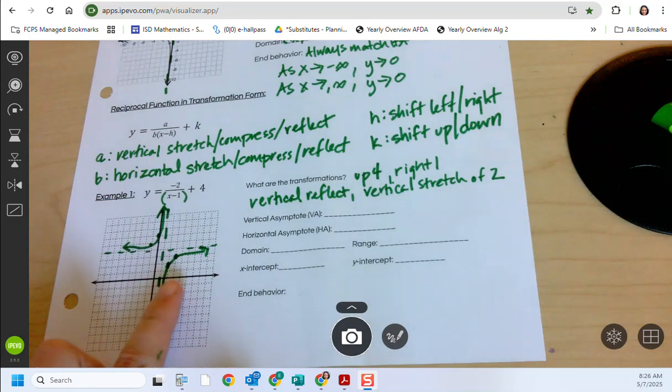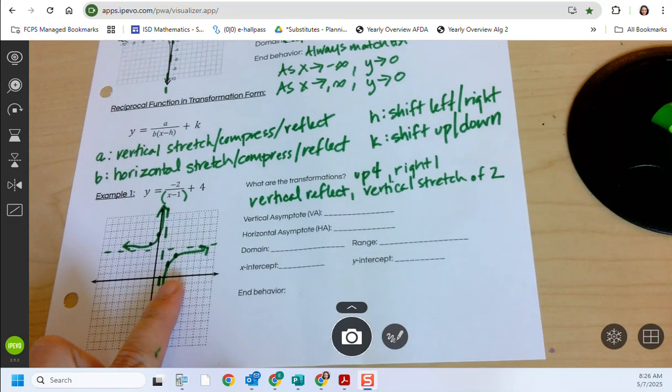Oh, does anybody want some more help with drawing the graph? Anybody want to see how to get your points or your asymptotes?